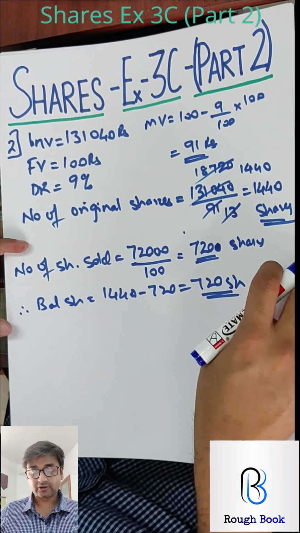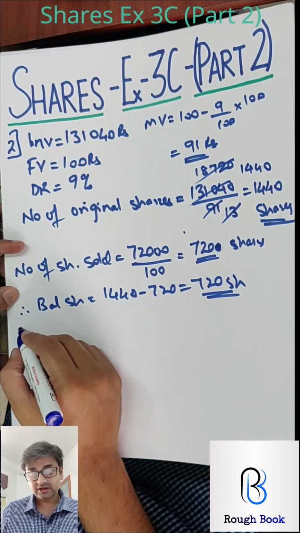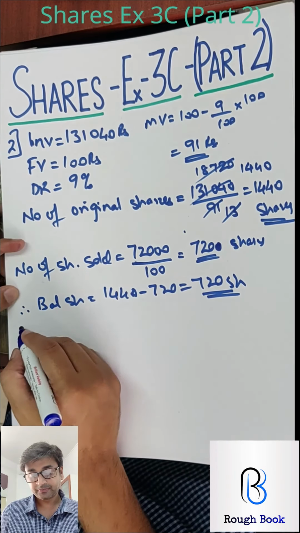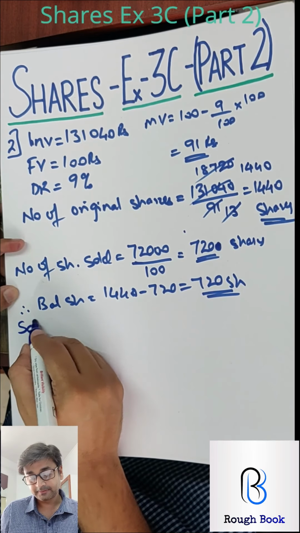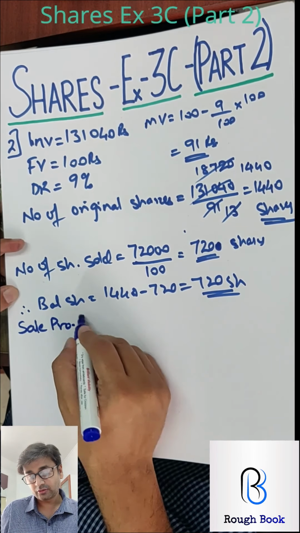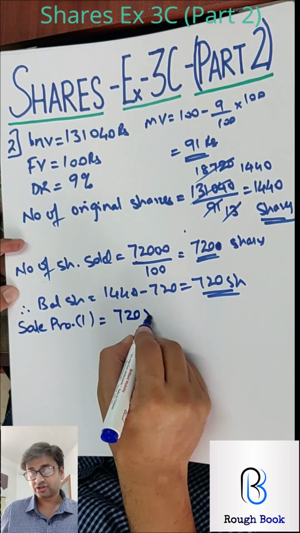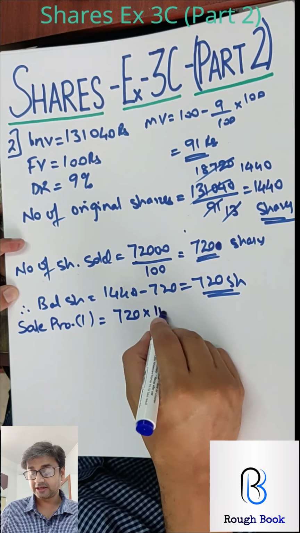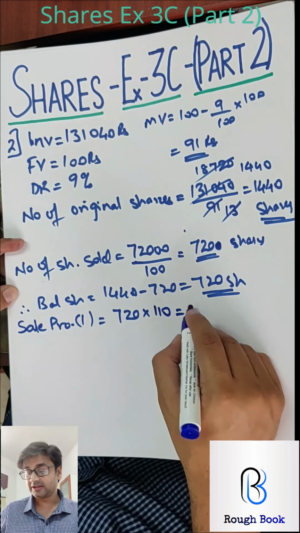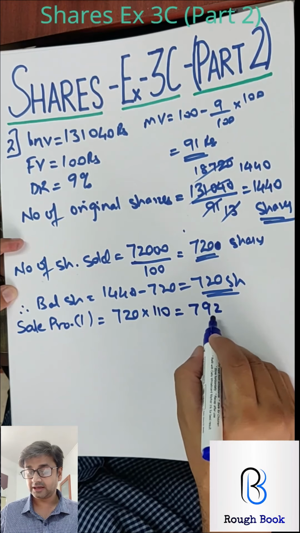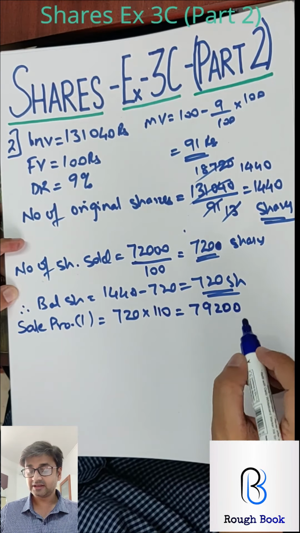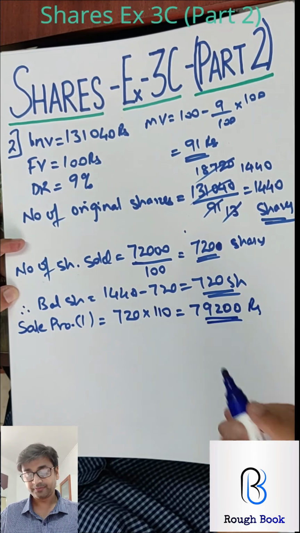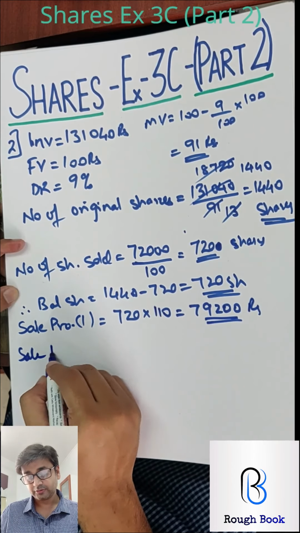So let's find part 1. The first number of shares have been sold at a premium of 10%. So sale proceeds 1 is going to be the number of shares at a premium of 10%, so 110 rupees. When you multiply this, you will get 79,200. Yes, that's correct, 79,200.